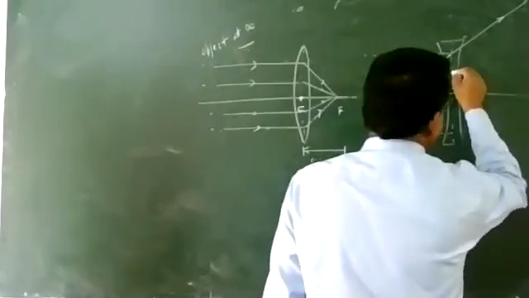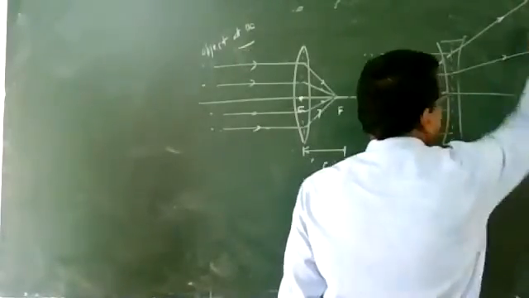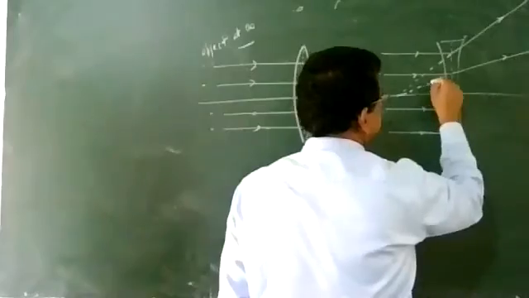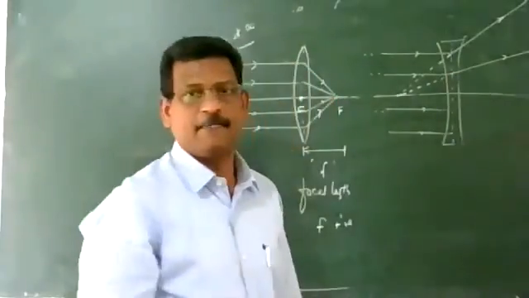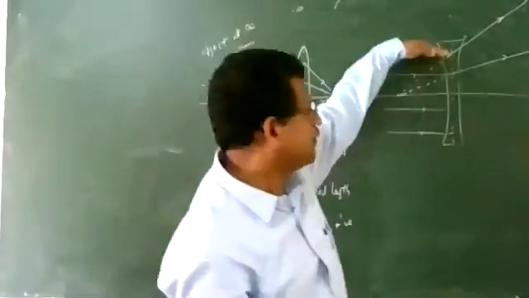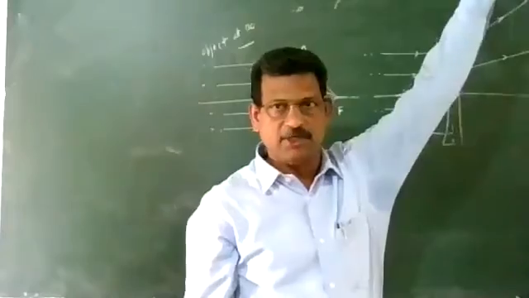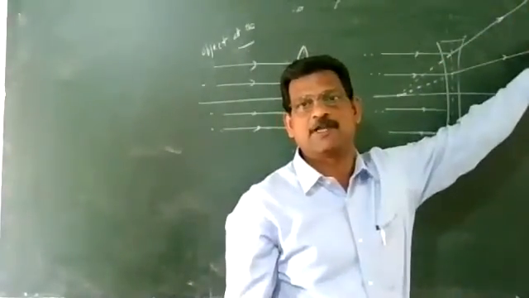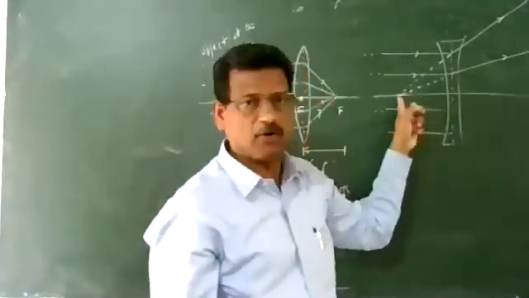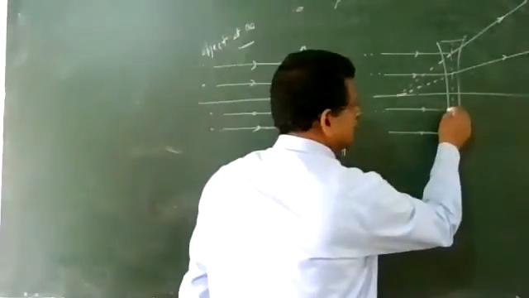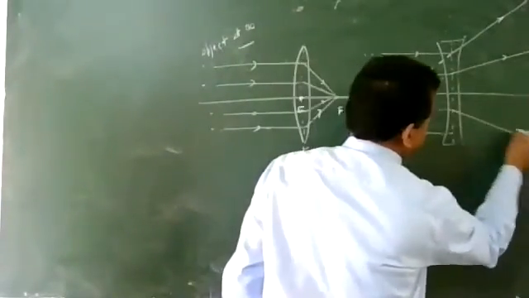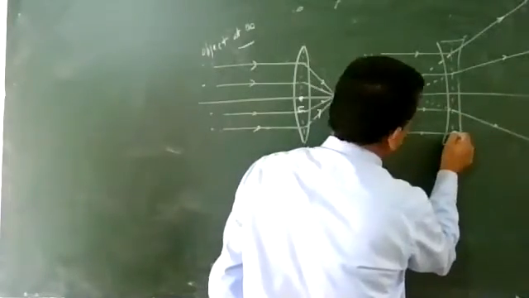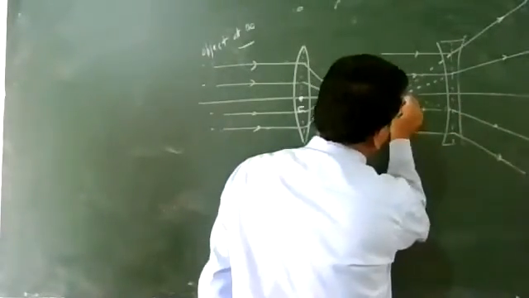This ray, this one also will go like this. These two rays are not meeting on the right side, but they appear to come from a point after refraction, going diverging. Here also it goes, but these two rays will never meet on the right side. They appear to come from a point. So here also when they are coming here, they appear to come from the point, and here also it is going, appearing to come from a point.